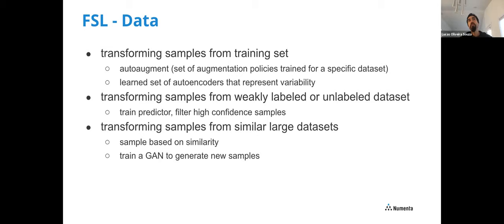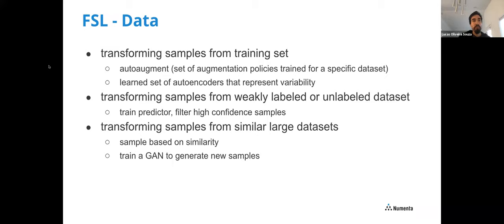And one way of doing this, I think we talked about this before, is that you can train a generator model and you can filter high confidence samples. You can filter only the samples that you have high confidence are of the same class you want to train on. So you can use that in order to increase the size of your data set and learn from there.